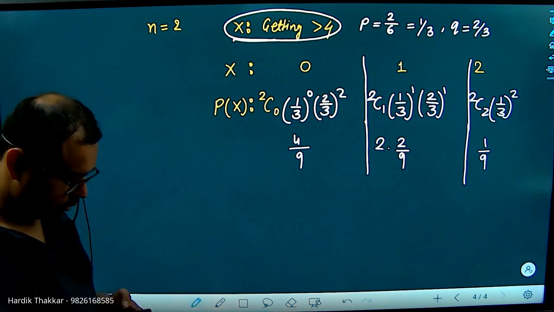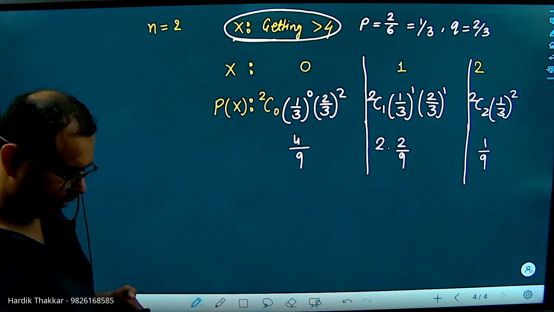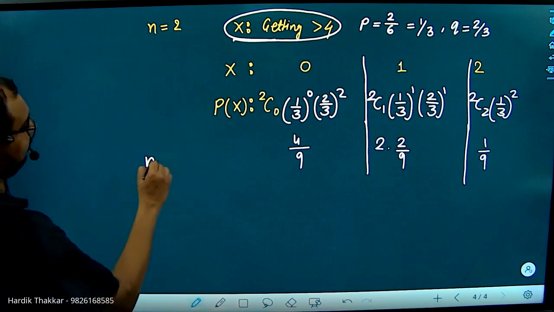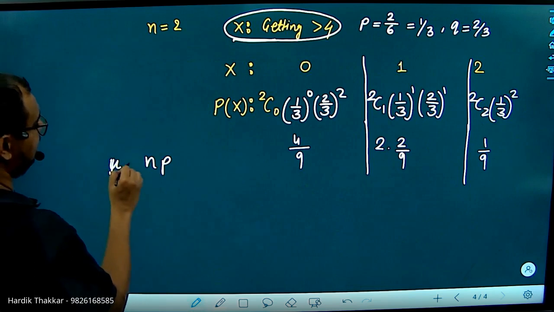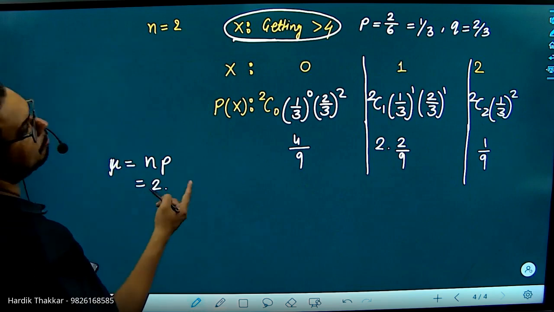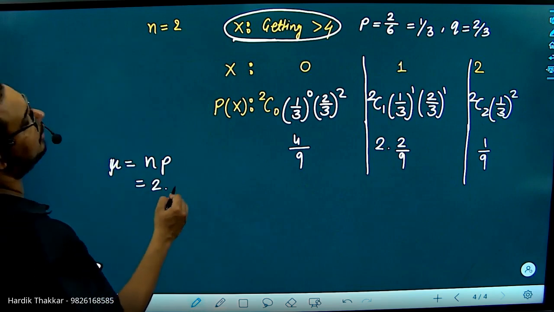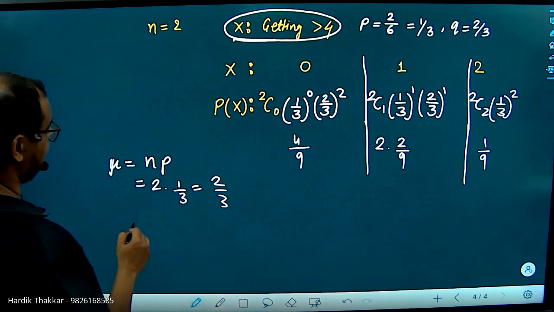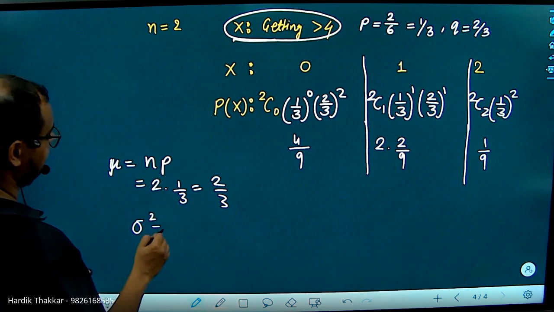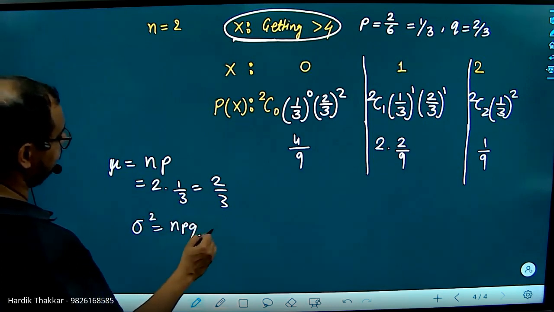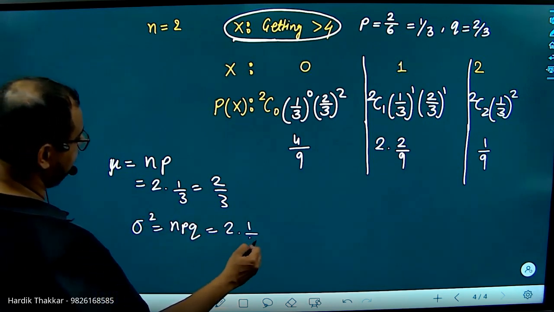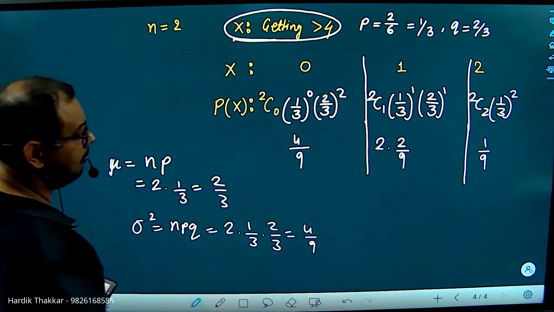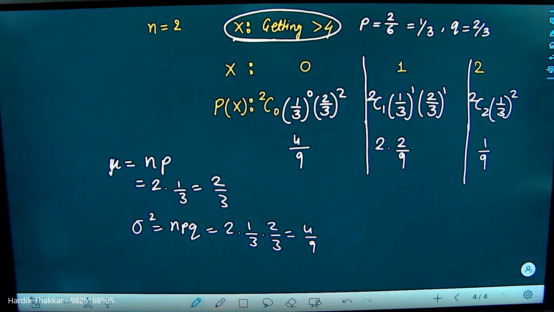Now the question also says to find the mean, variance and standard deviation. What is mean? Mean is np. Here n, the number of trials, is 2, and p, the probability of success in one trial, is 1 by 3. So your mean will be 2 by 3. Further, for variance, variance is equal to npq. Here n is 2, p is 1 upon 3, q is 2 upon 3. So it will be 4 upon 9. That will be your variance. That's it.